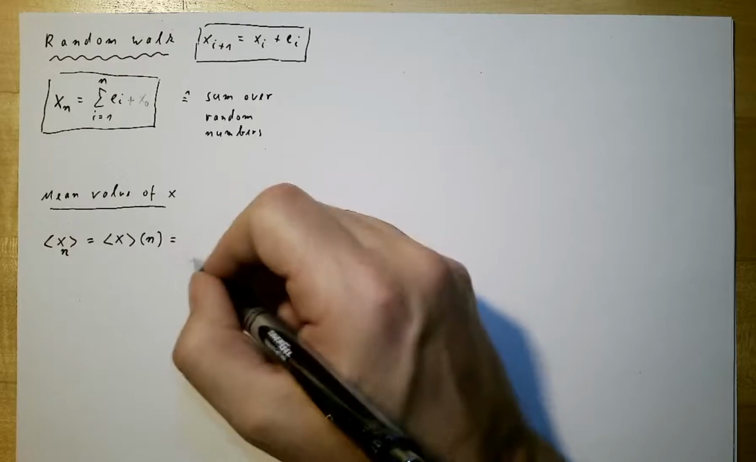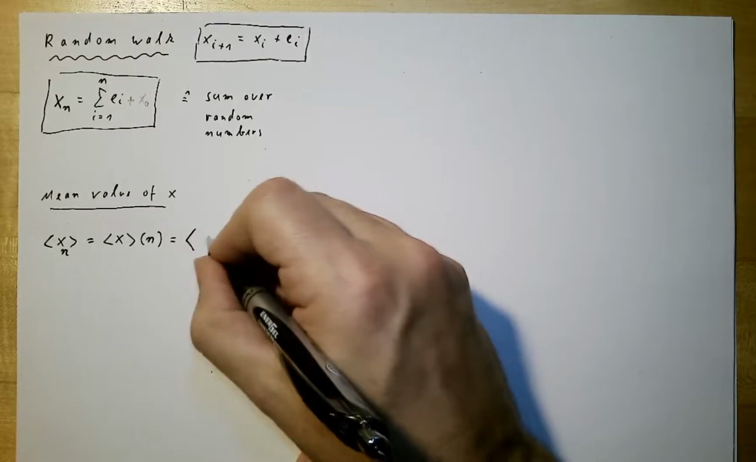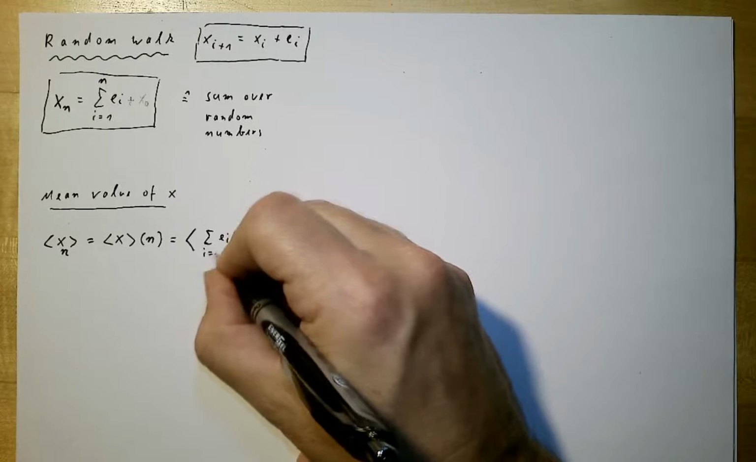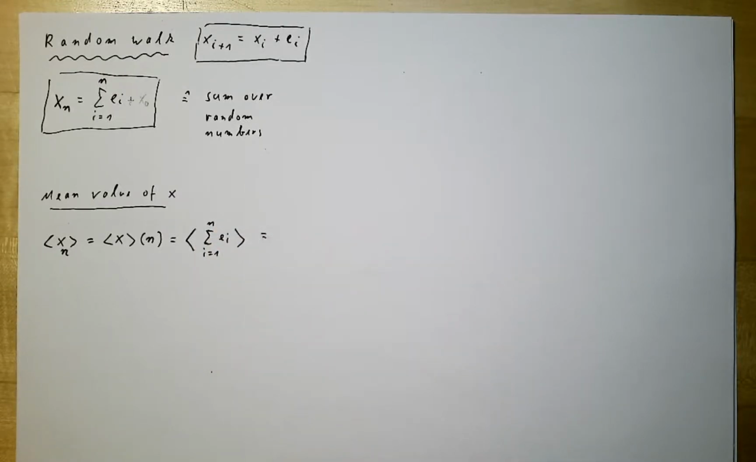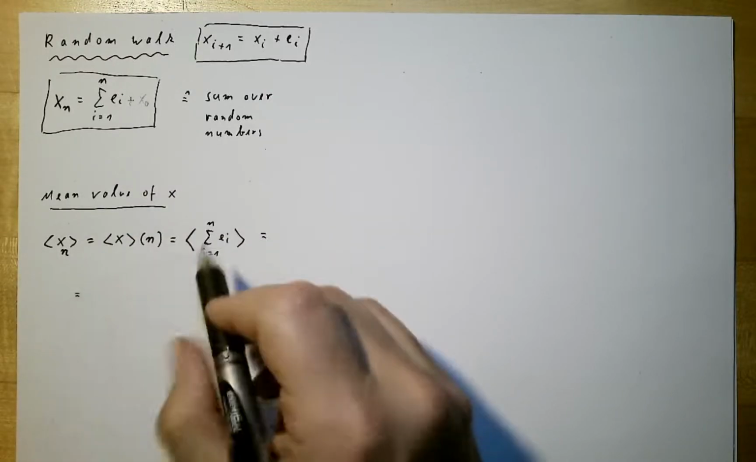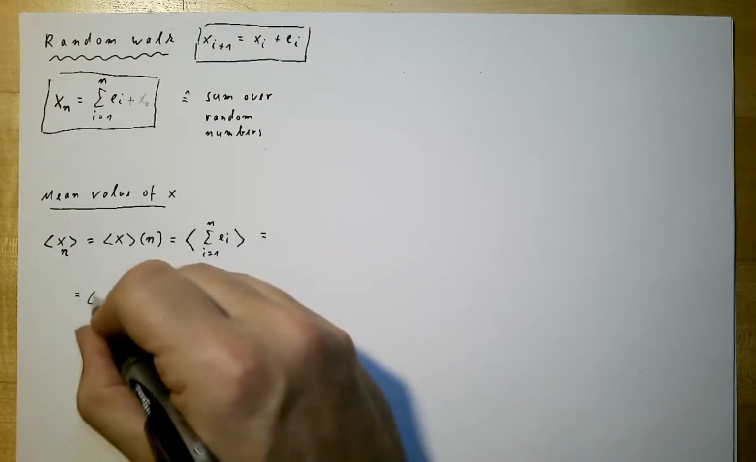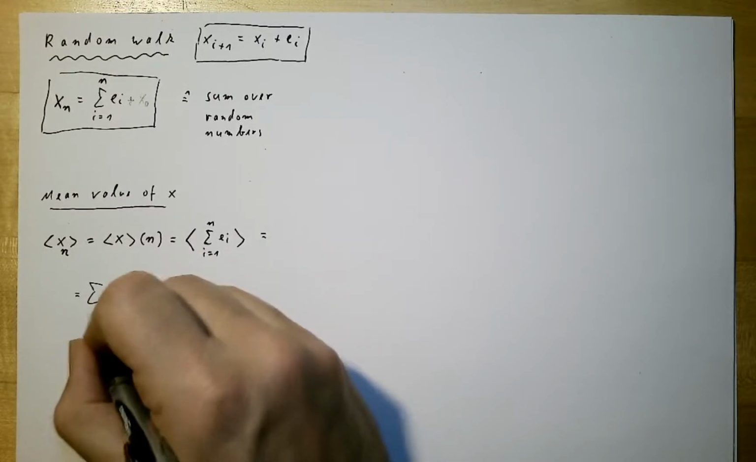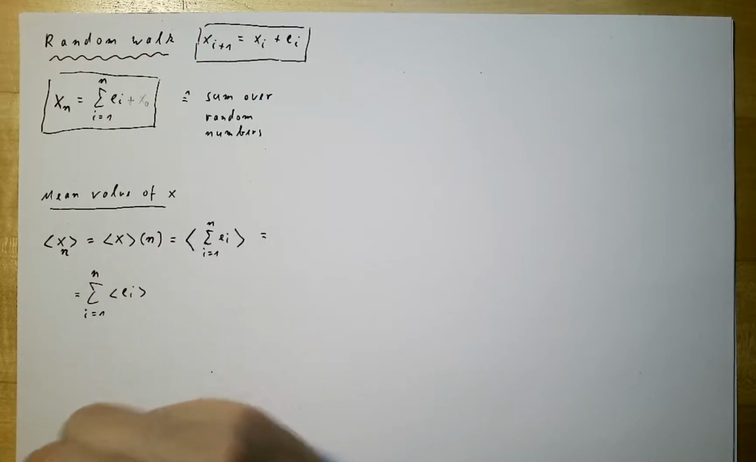We have to calculate the expectation value of a sum of n random numbers from i equals 1 to n, and this x_0 we just set to 0. Now the expectation value is a linear function, so we can write down the sum of expectation values of our e_i, i equals 1 to n.